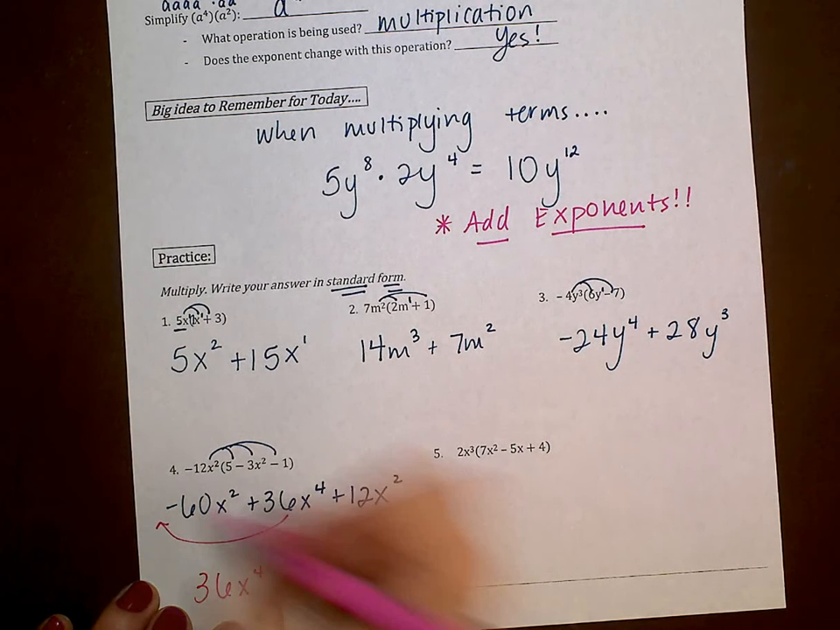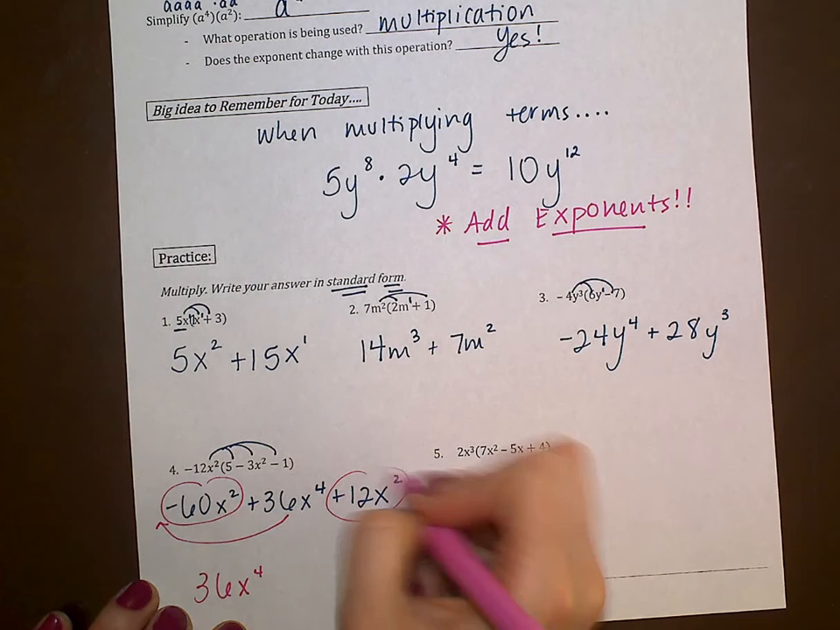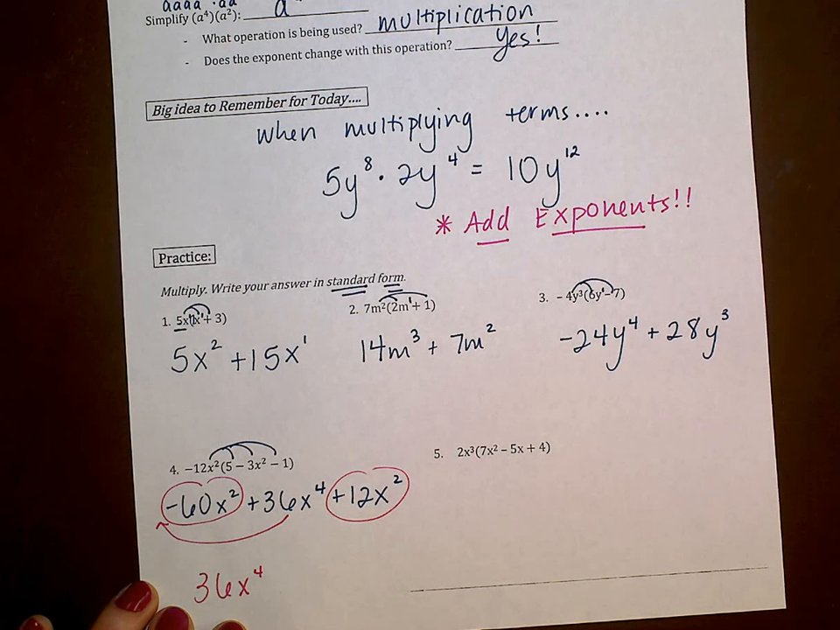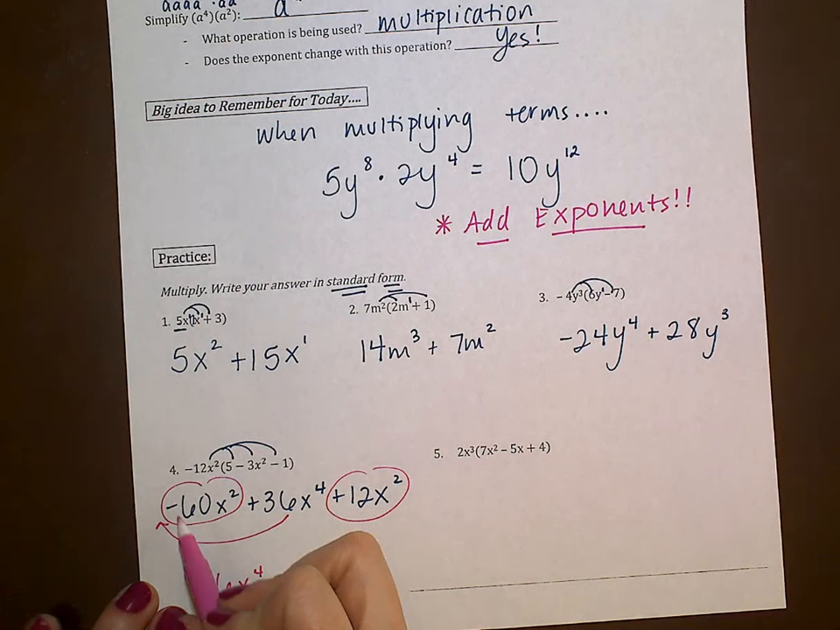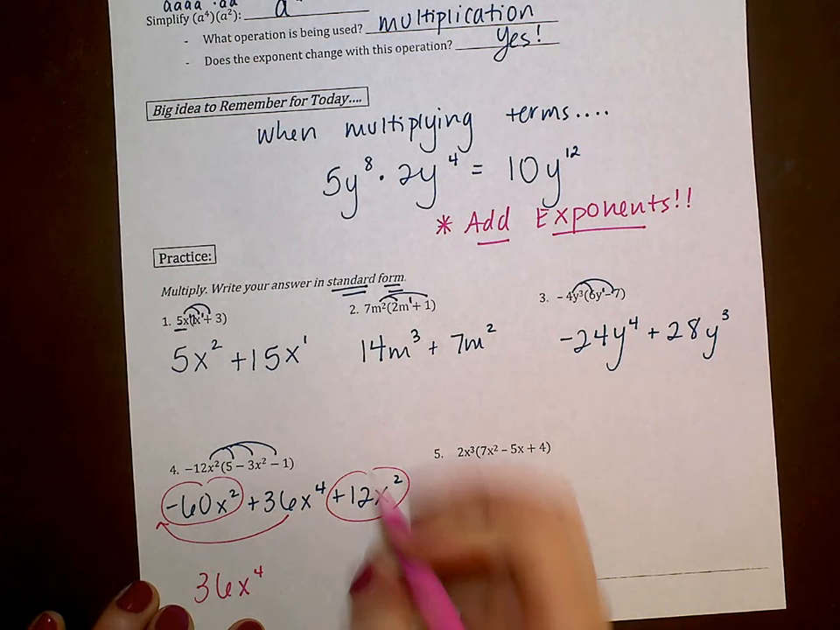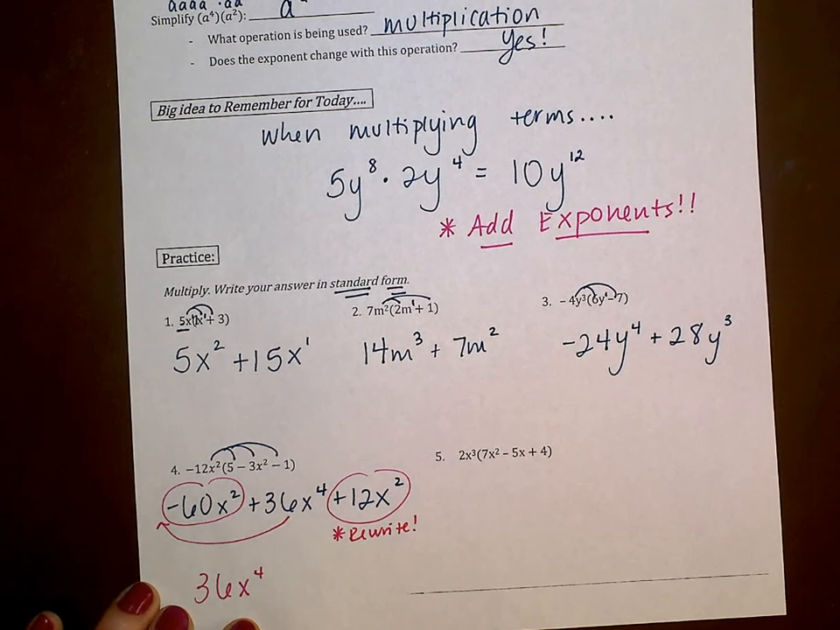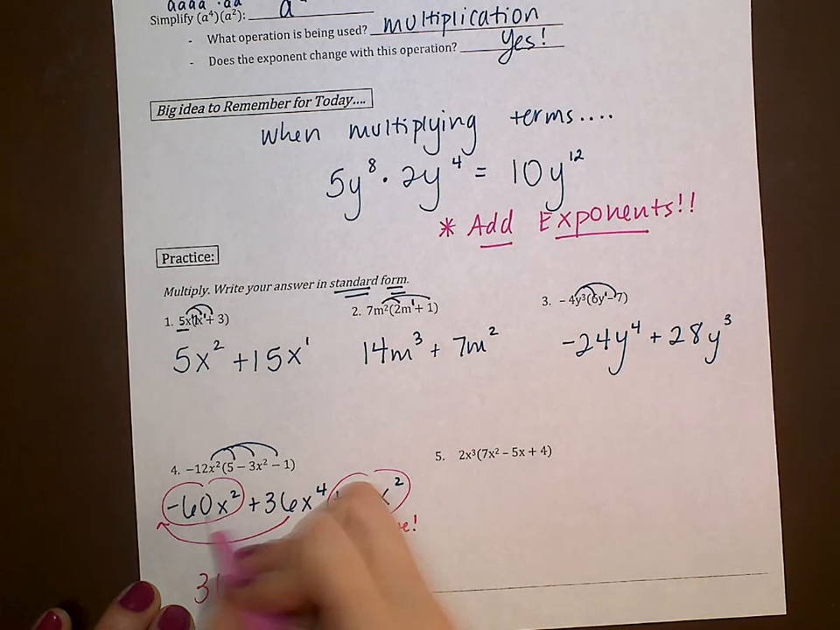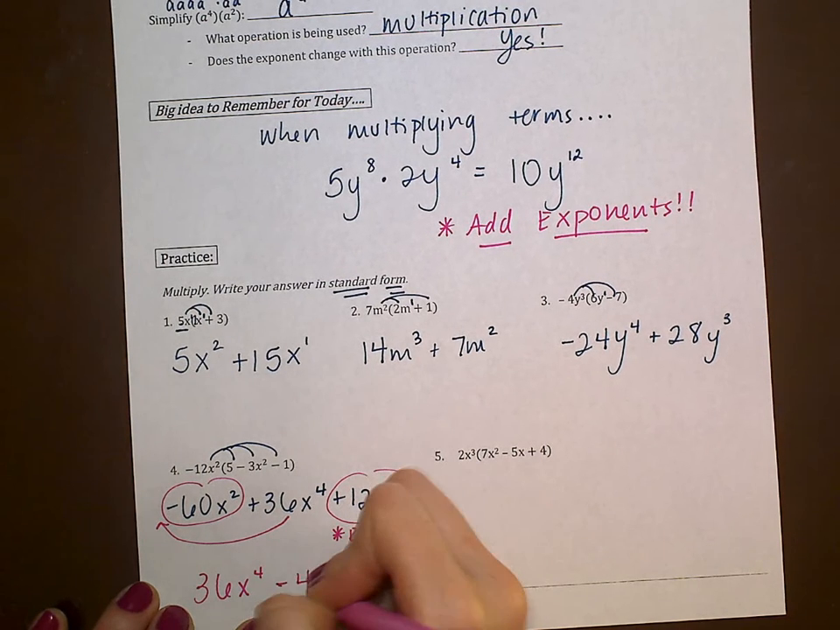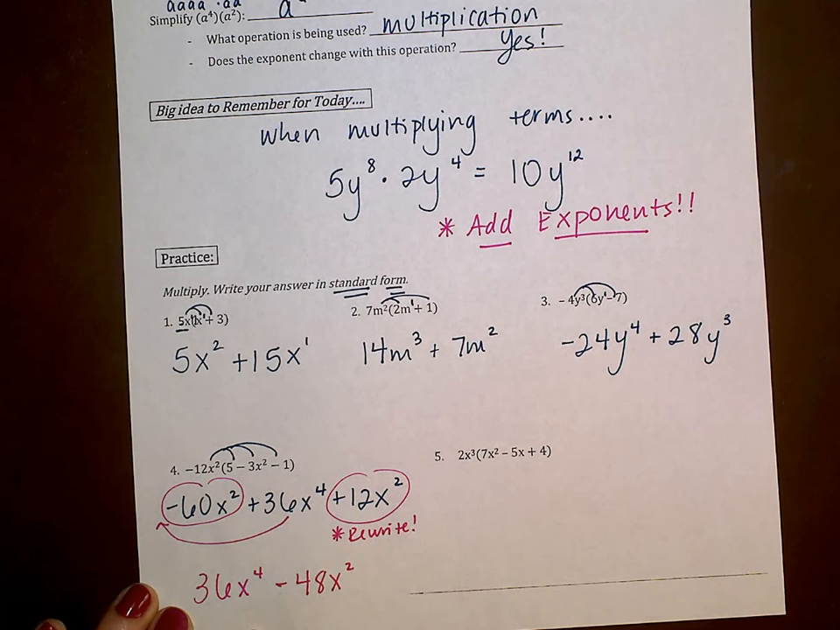Also realize that I can combine the x squareds right here. So it's negative 60 plus 12. So you got to rewrite this. Otherwise, it's just not the best answer it could be. And negative 60 plus 12 is negative 48x squared. That's my answer.